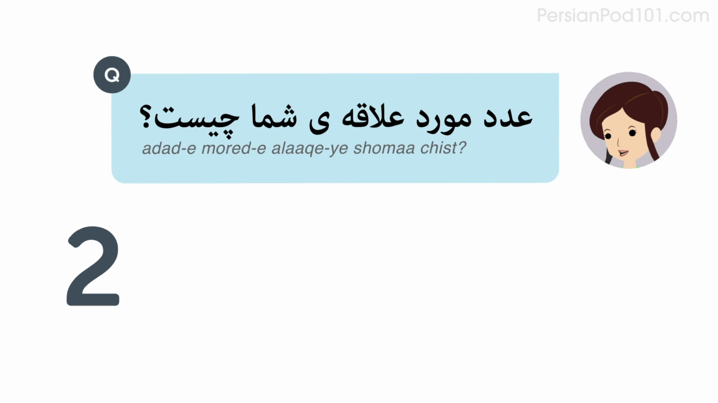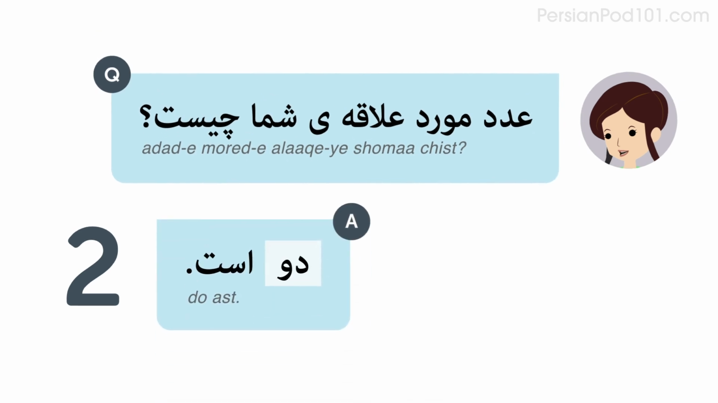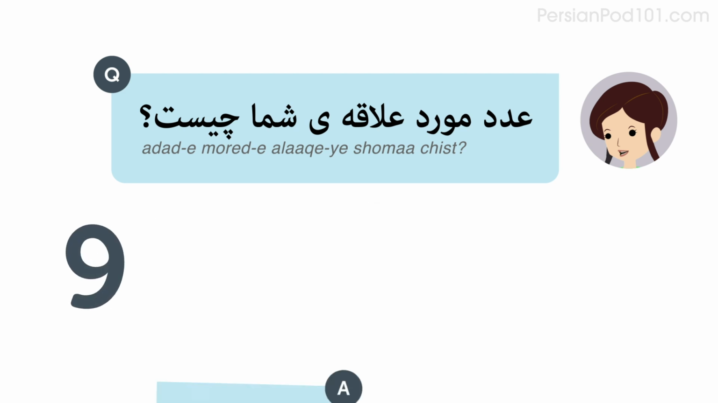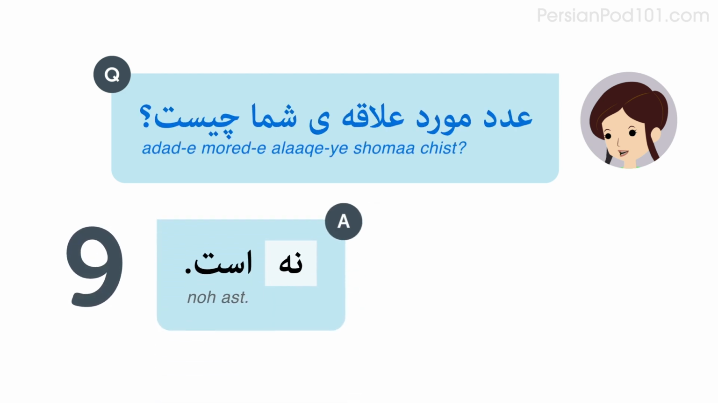Let's look at some examples. Listen and repeat or speak along with the native speakers. عدد مورد علاقه شما چیست؟ 2 است. عدد مورد علاقه شما چیست؟ 4 است. عدد مورد علاقه شما چیست؟ 9 است.